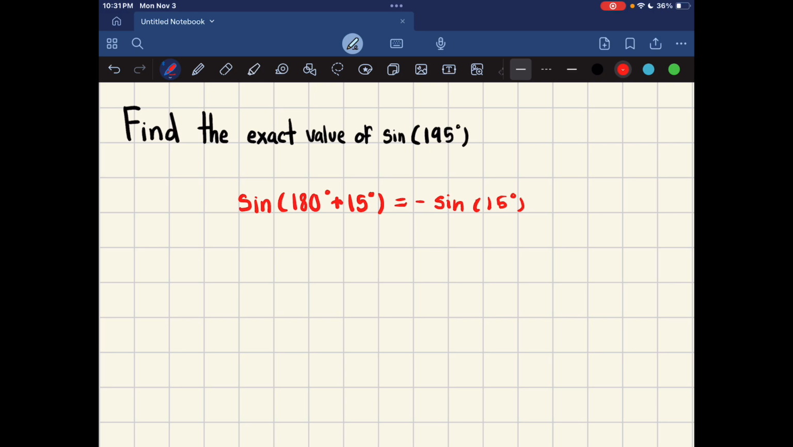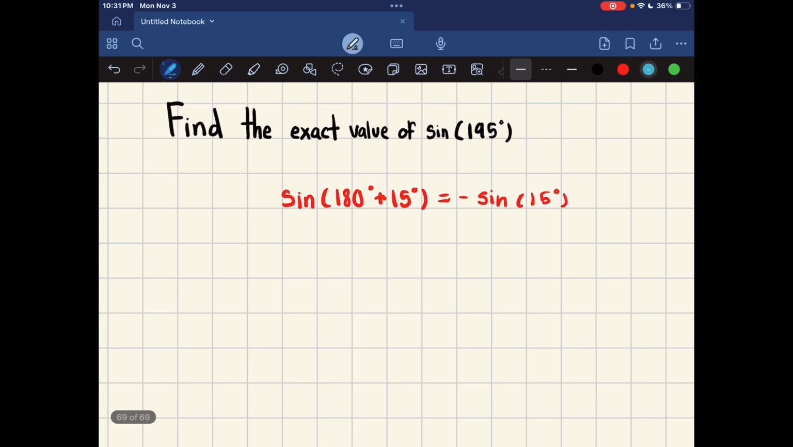We know that 15 degrees isn't a special angle, so we're going to use two angles, 45 and 30. That's because 45 minus 30 equals 15, and both have exact sine and cosine values that I can use. So we're going to be using the sine difference formula. So this is our formula.